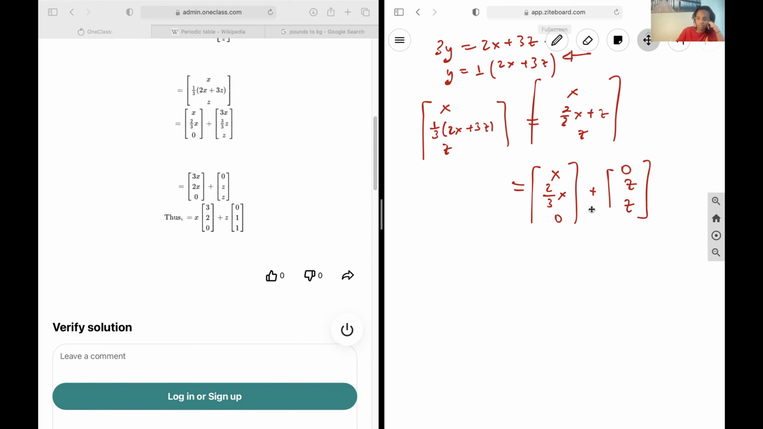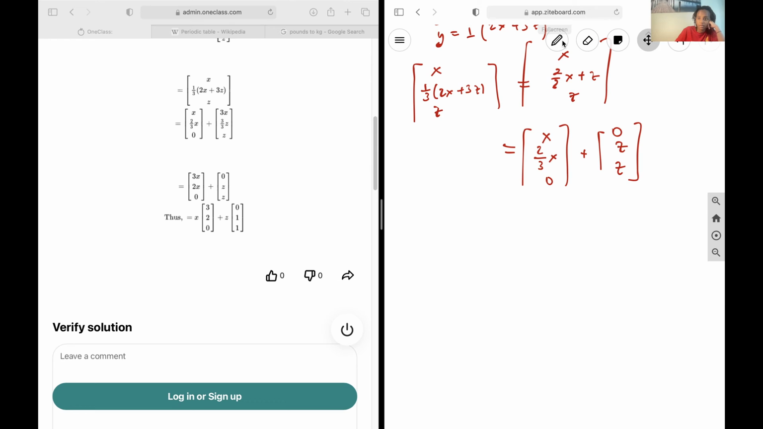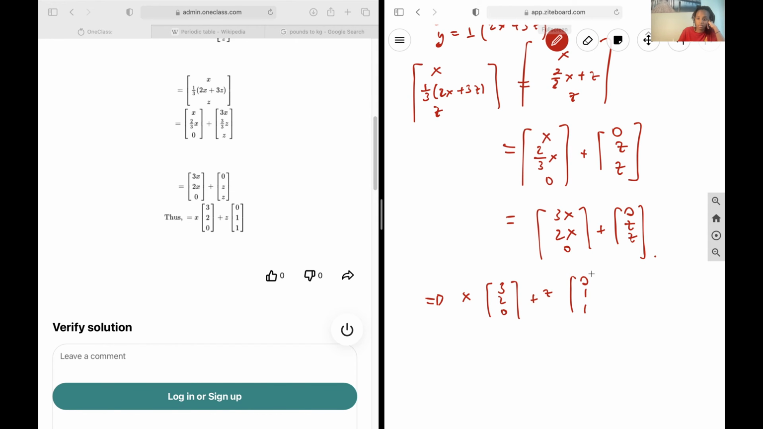Next up, so now we have our two vectors technically. We just want to multiply this by 3 to get rid of any of the fractions that we have. So we'll get 3x, 2x, 0, plus 0, z, z. And so our two linearly independent vectors that are perpendicular to the one that we've been given in the question are going to become x into (3, 2, 0) plus z into (0, 1, 1). And so these two vectors are linearly independent and perpendicular to what we have.